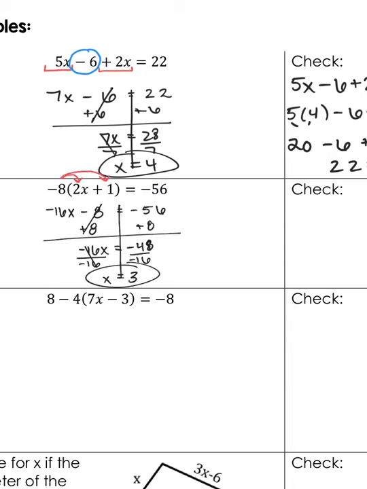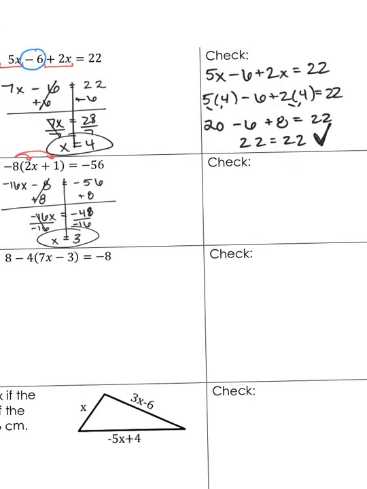Something to watch out for on this one. This is a really common mistake people will make. When the coefficient of x, when the number in front of x is negative, make sure you divide by a negative number on both sides of your equation. A really common mistake people will make is instead of dividing by negative 16 here, they would just divide by 16. And they would get negative 3 as their final answer instead of positive 3.